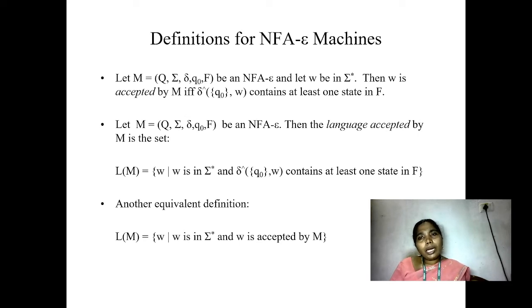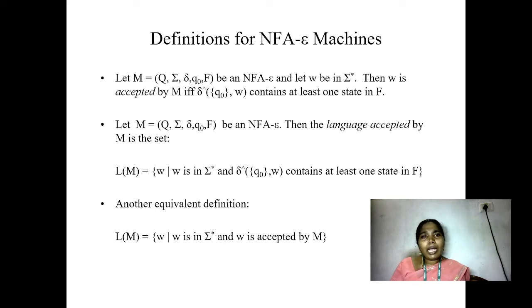Similar to your NFA and DFA, where you have the string accepted, the language accepted and equivalent definitions, here also for epsilon NFA we have the basic definitions. Let us assume the automaton M, which is a 5 tuple. Let it be an epsilon NFA. Let W be a string in sigma star. Then the string W is accepted by that automaton if and only if delta cap, the extended transition function, of Q0 comma W contains at least one final state, right?